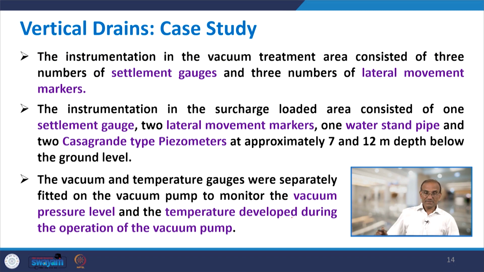Continuing with this case study, the instrumentation in the vacuum treatment area consisted of 3 settlement gauges and 3 lateral movement markers. In short, settlement gauges are referred to as SG, while the lateral movement markers are LM. The instrumentation in the surcharge loaded area consists of 1 settlement gauge, 2 lateral movement markers, a water stand pipe, and 2 Casagrande type piezometers at approximately 7 and 12 meter depth below the ground level.